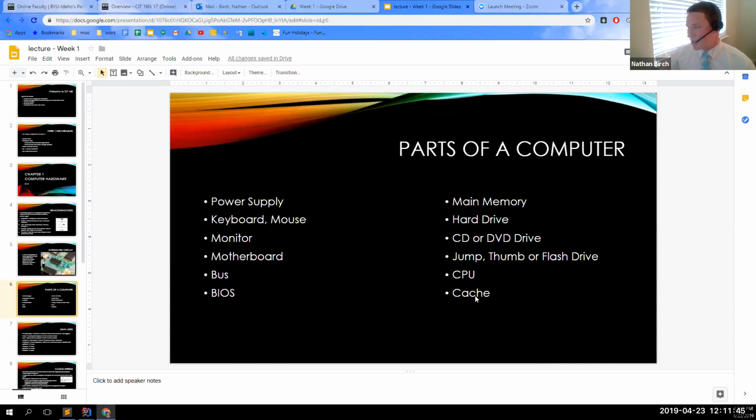And then there's the cache, which also works as a temporary form of memory to help with running programs.